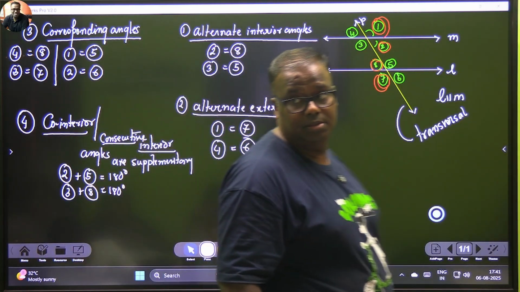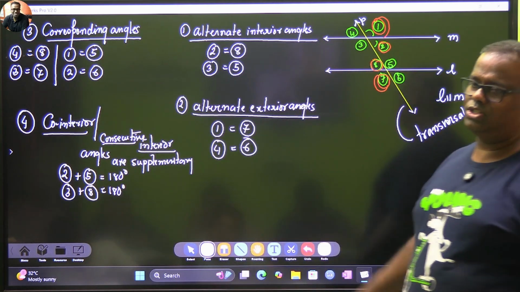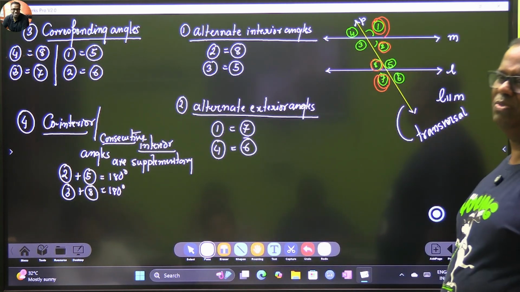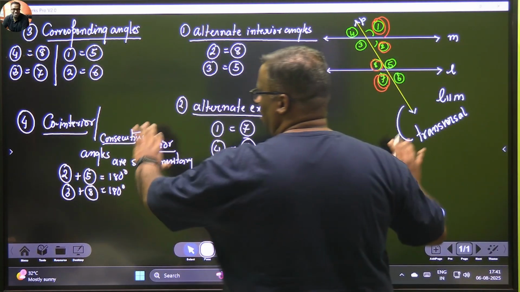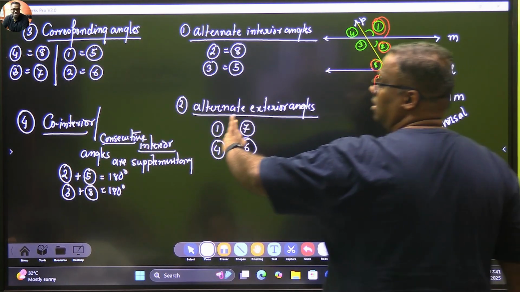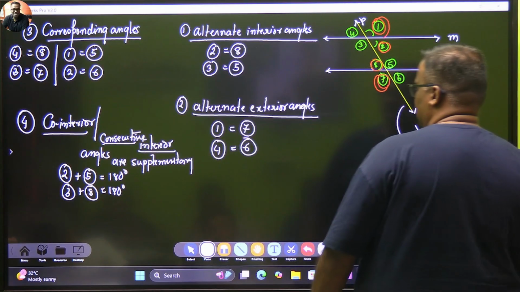We call that co-exterior. But we don't need co-exterior, that's why we don't study it. Now, this is all with parallel lines and transversal.